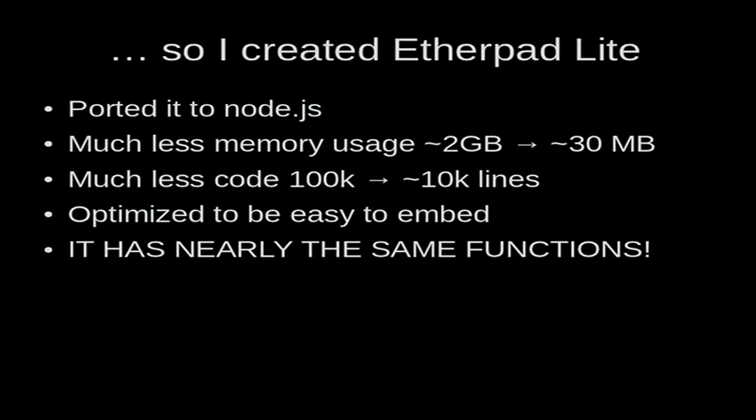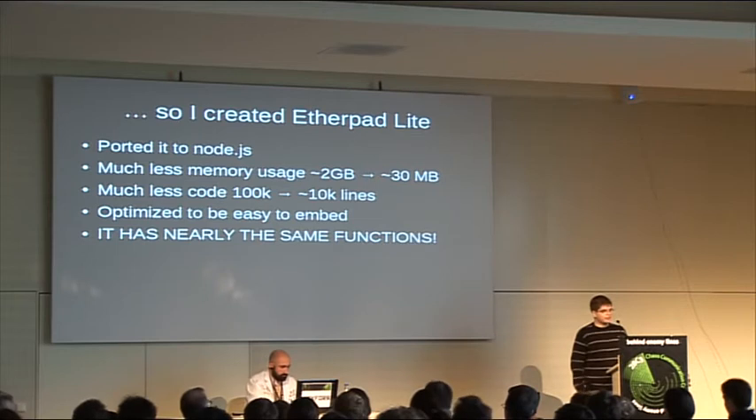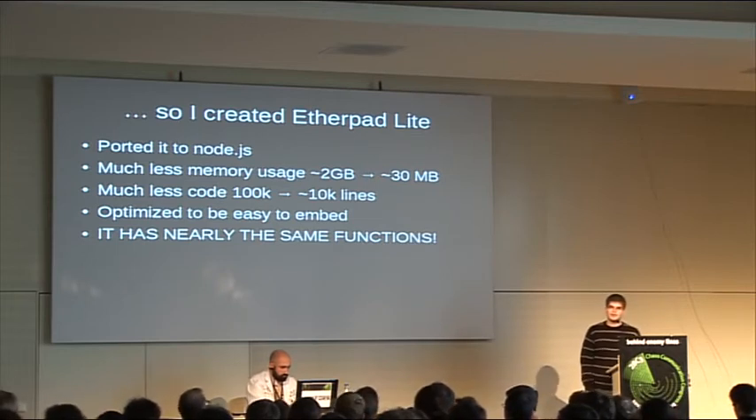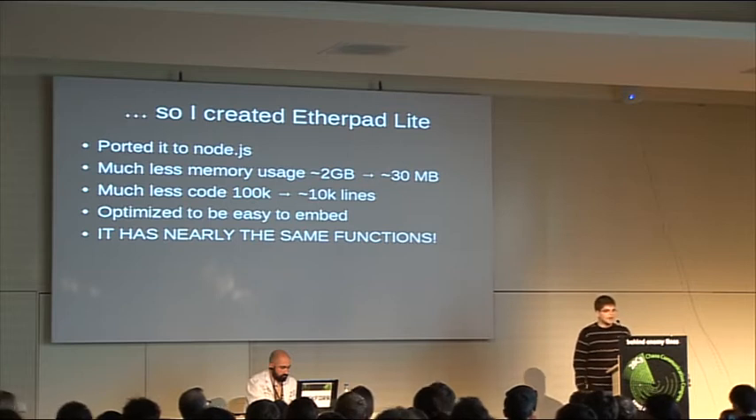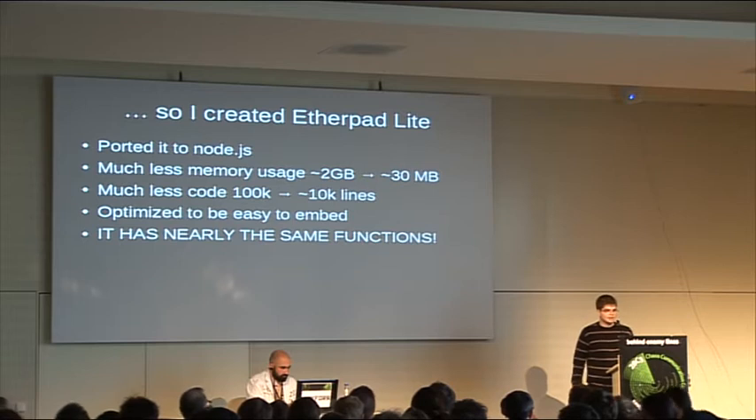This is why I created Etherpad Lite. So Etherpad Lite basically takes some of the source from the original Etherpad, and we ported it to Node.js, which is JavaScript on the server side. So this port uses much less memory. We went from 2 GB to about 30 MB RAM. We have much less code, from about 100,000 lines to 10,000 lines.